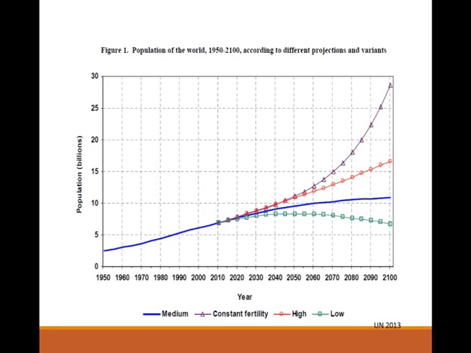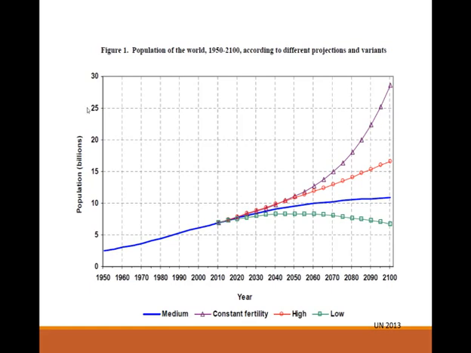Alright, so this graph from the UN in 2013 is looking at the projections and variance of the population growth. So what we see here is the blue line is the medium, what we're expecting. So you can see from the 1950s to 2090, we're going to see an increase in the population.